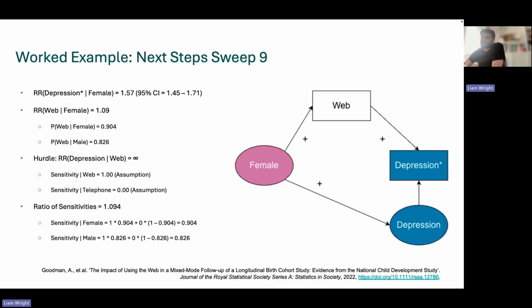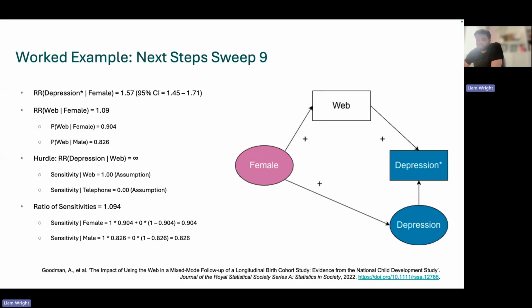We can also assume an implausible mode effect in this setup. So rather than take a mode effect estimate from a mode effects experiment, we could just assume that no one in the telephone survey whatsoever would report depression if they had it. Plugging that information into the same equations, what you'll see is that the ratio of sensitivities between female and male, simply due to mode selection, would only be 1.09. So again, this is far below the association observed between measured depression and sex.